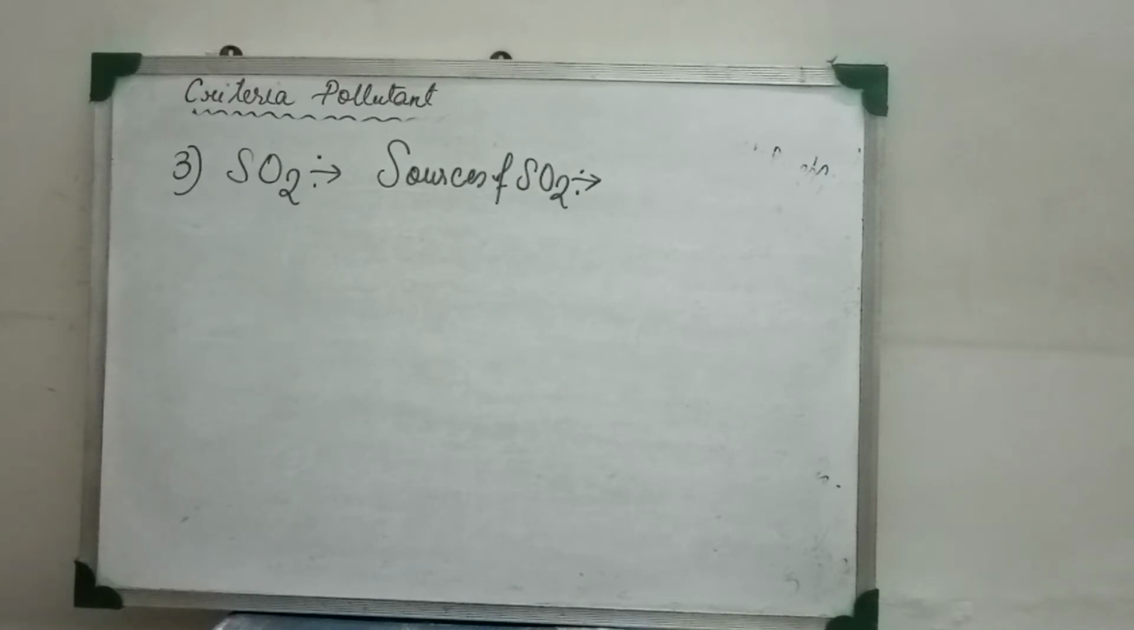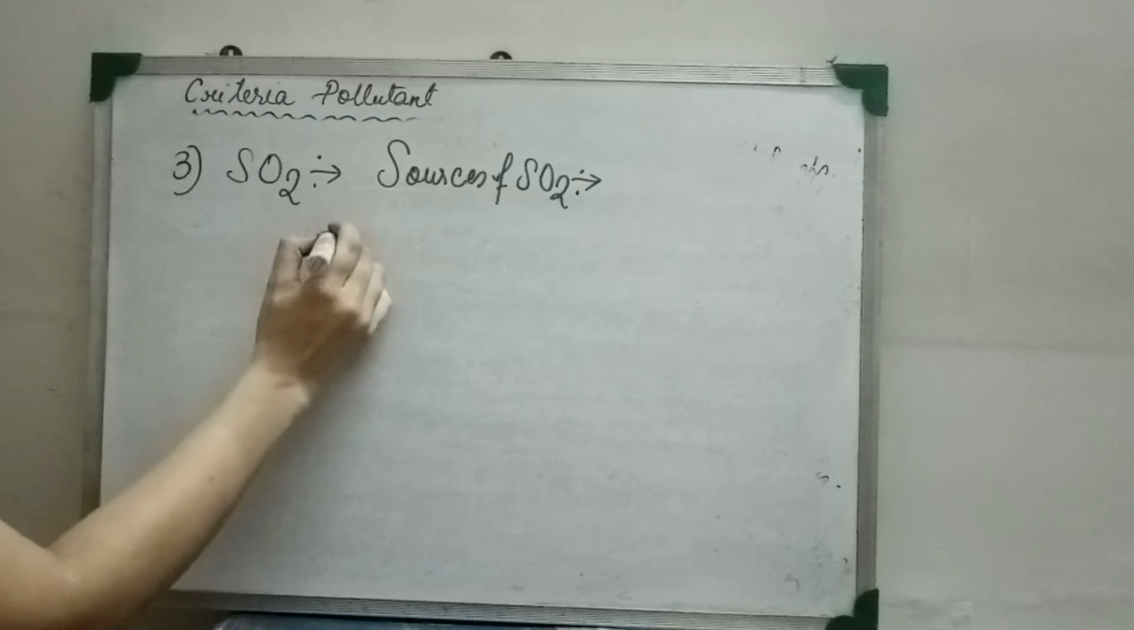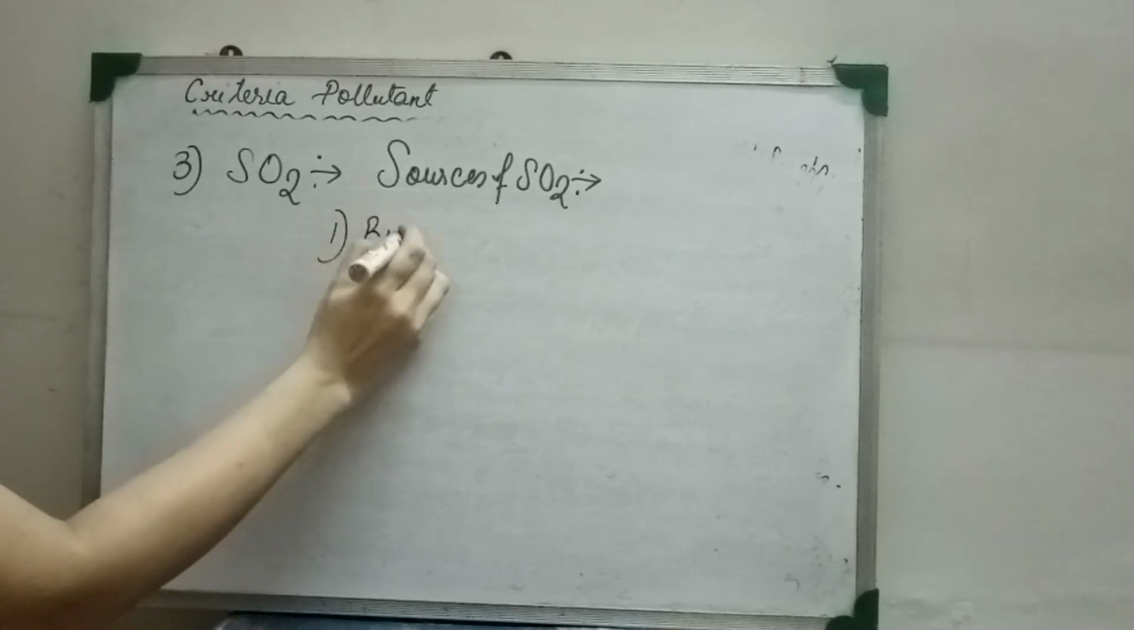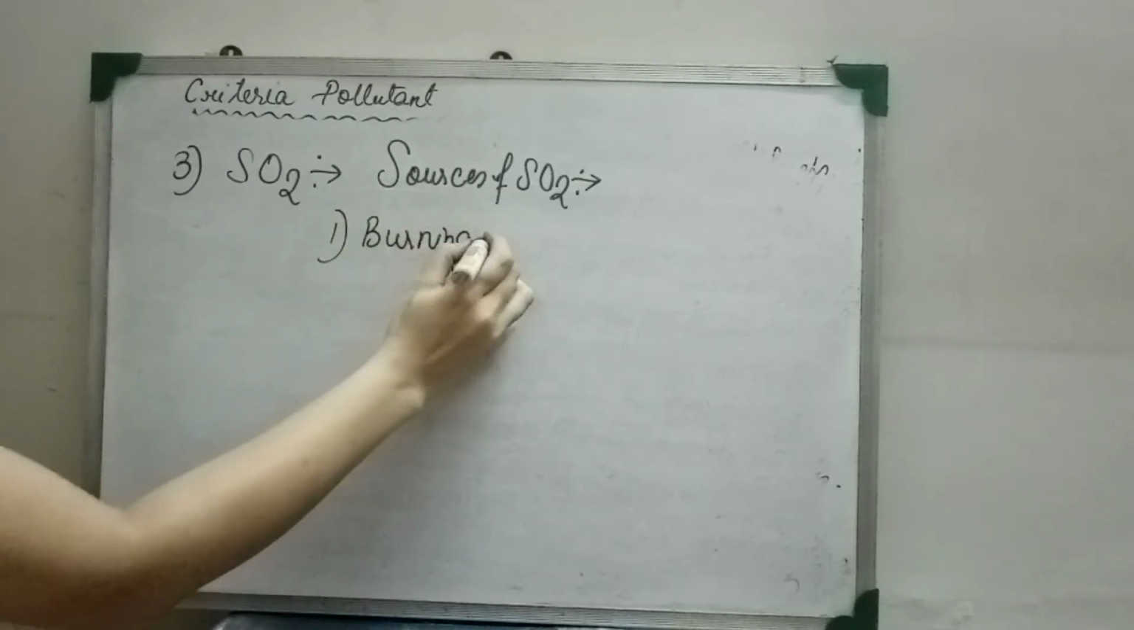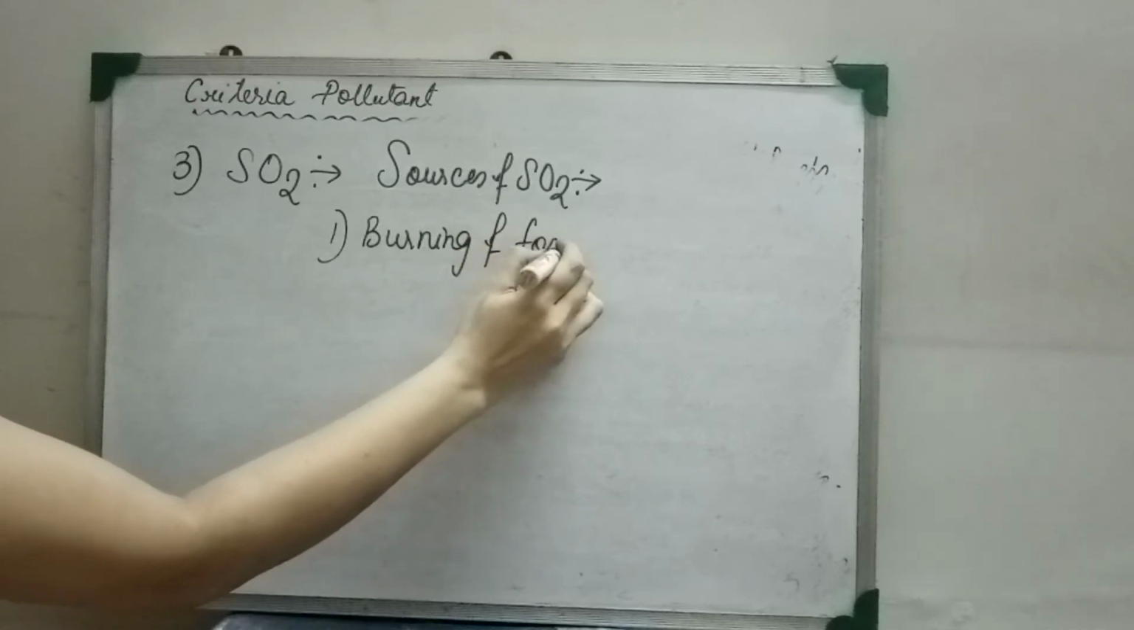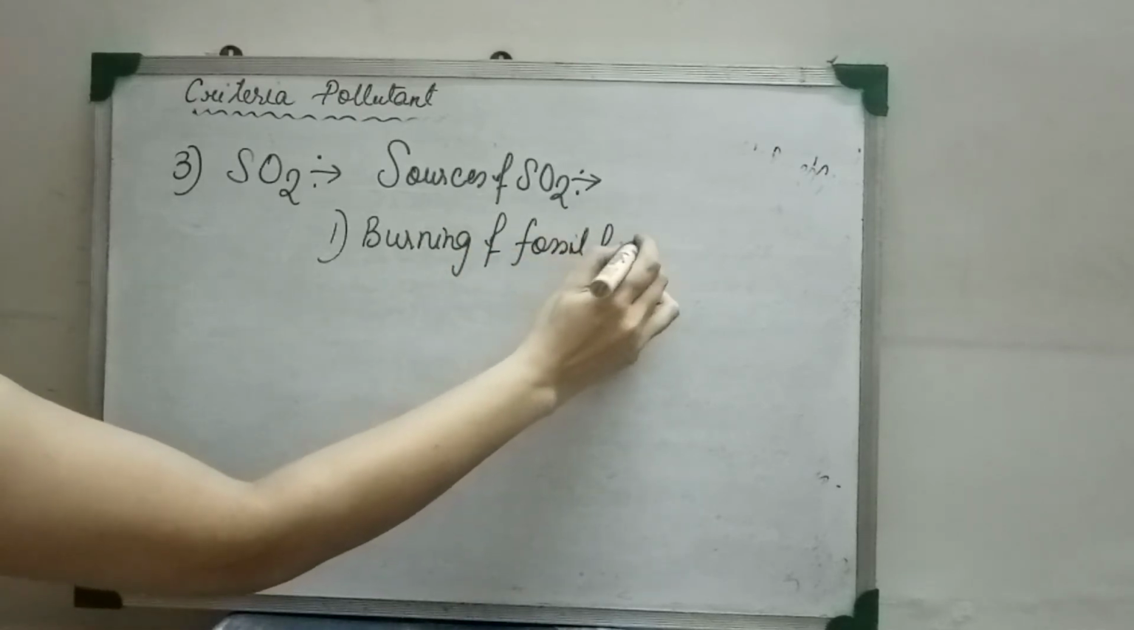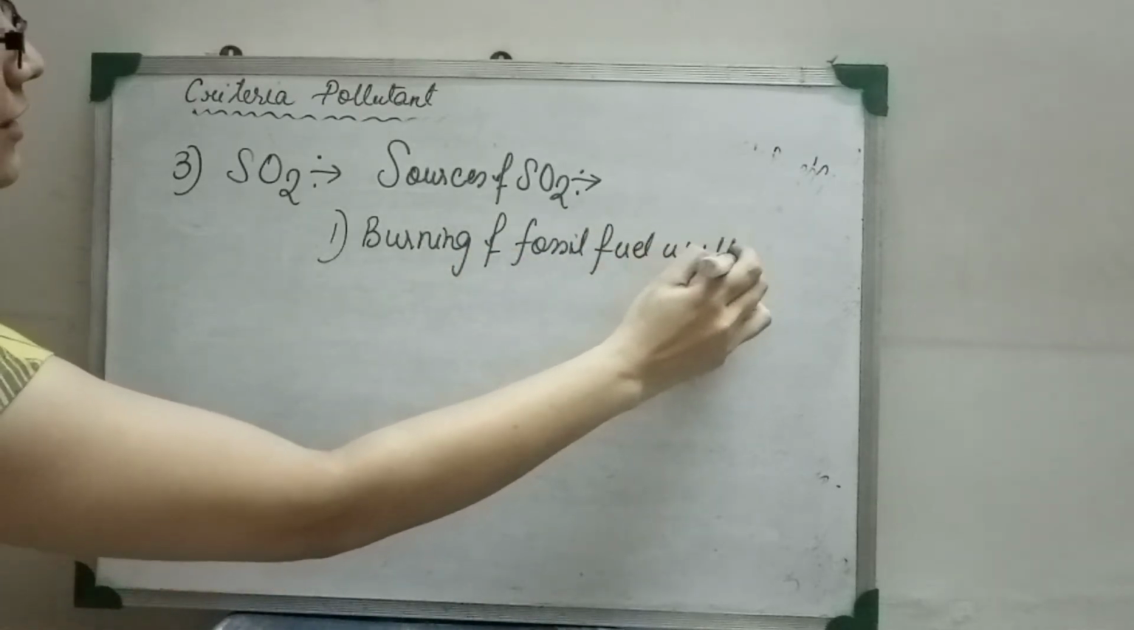Sulfur dioxide is produced in the atmosphere due to the burning of fossil fuels by thermal power plants, steel plants, other vehicles and heavy equipment that burn fuel with a high sulfur content. So we can write here burning of fossil fuels with a high sulfur content.